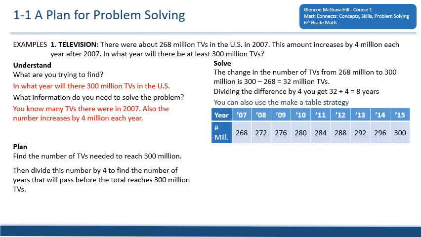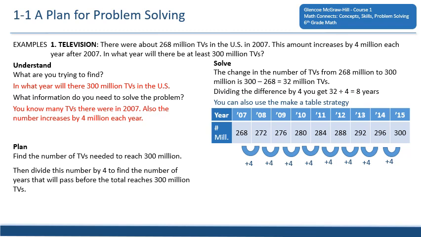And we can also use the make a table strategy. So year 2007, 268 million. If we add 4 million to that, we get 272 million in 08. Then add 4 million to that, 276 million in 09. And if we keep going, we'll keep adding 4 each year. And remember, these are in millions. So we'll have 300 million in 2015.